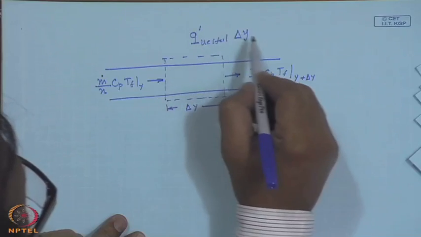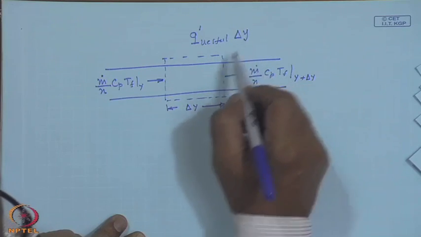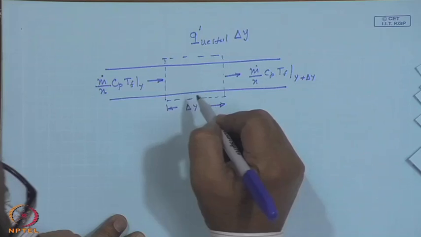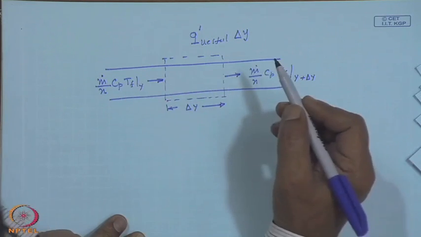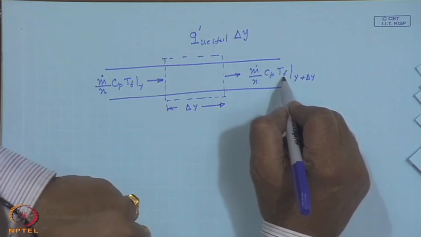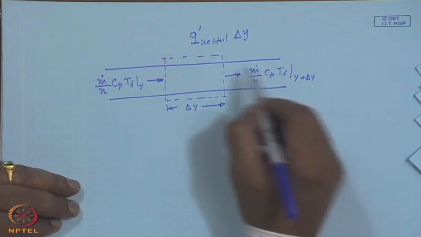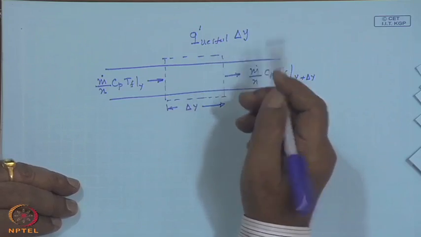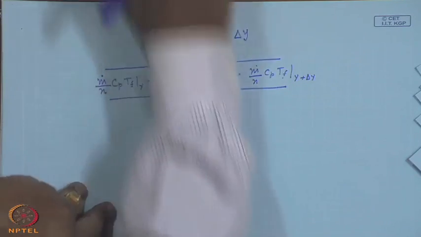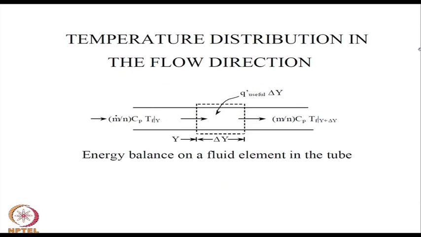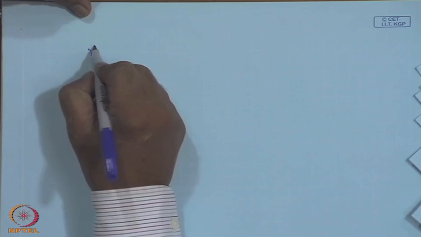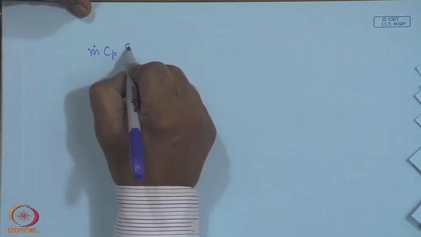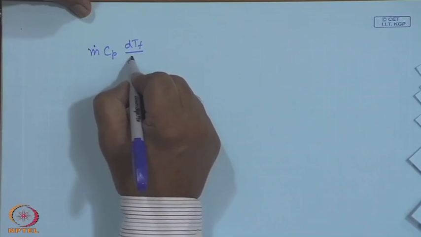So, it is receiving a q dash useful times delta y, and energy at any particular y, if it is entering at the temperature of T f, the temperature one can imagine to have been augmented to T f at y plus delta y, indicating the energy gain from the solar energy. So, if we make the energy balance, you will have a simple first order differential equation.